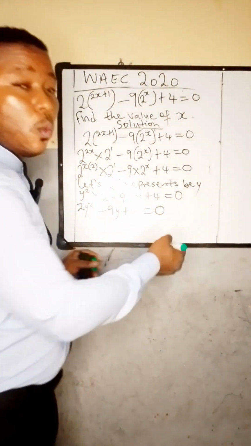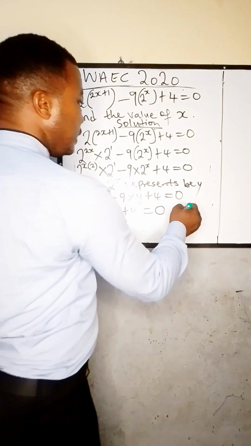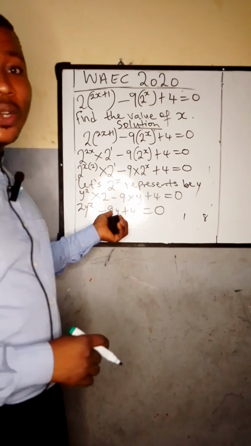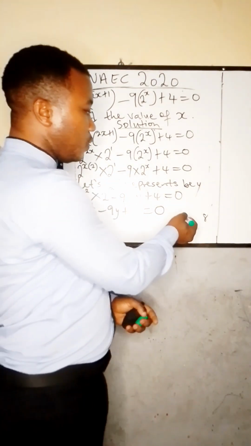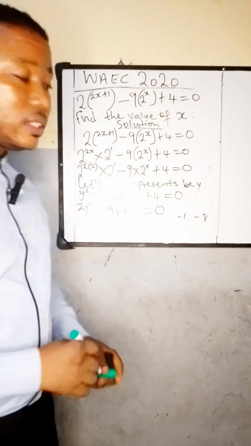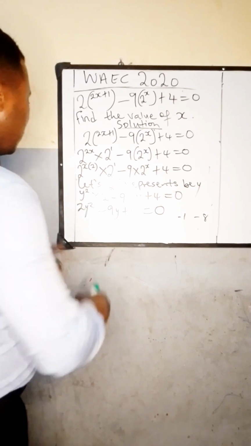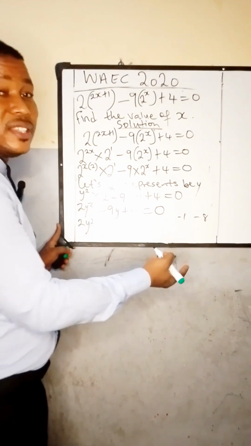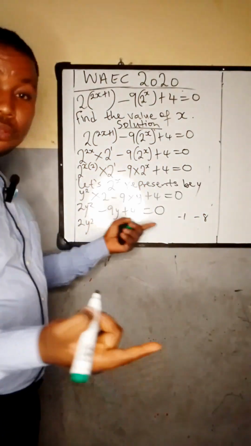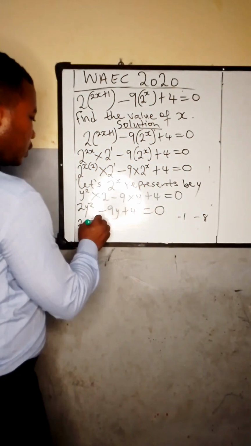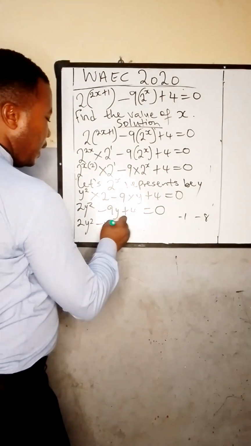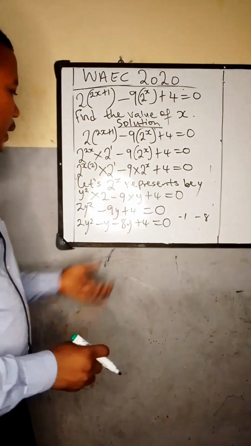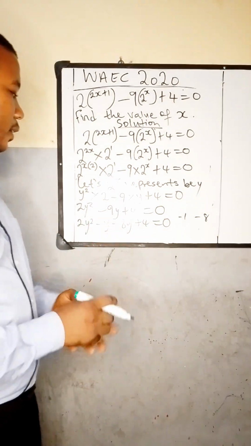Of course, we can take 1 and 8. By the time we add or subtract to get the coefficient of y, which is minus 9, and we are taking 1 and 8, if we put minus 1 and minus 8, it is giving us minus 9. So this is giving us here 2y squared, and we don't have anything like 1y, so this simply means minus y minus 8y, then plus 4 is equal to 0. This is the same thing as minus 9y.